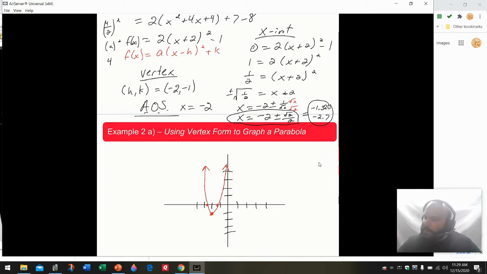And I'll go back up here for a second. You can see that this lead number A is positive. Therefore, our parabola opens up.